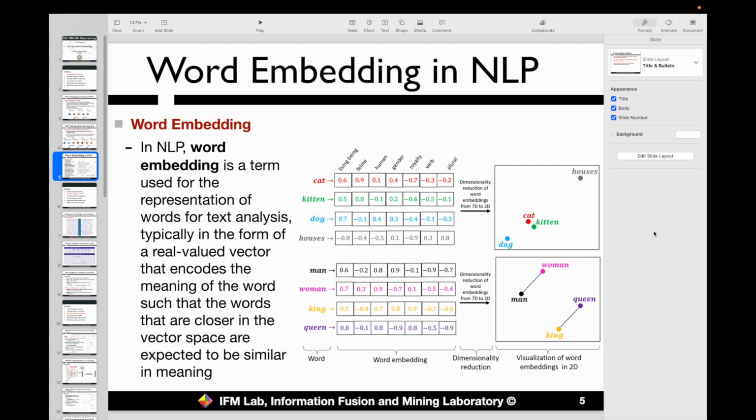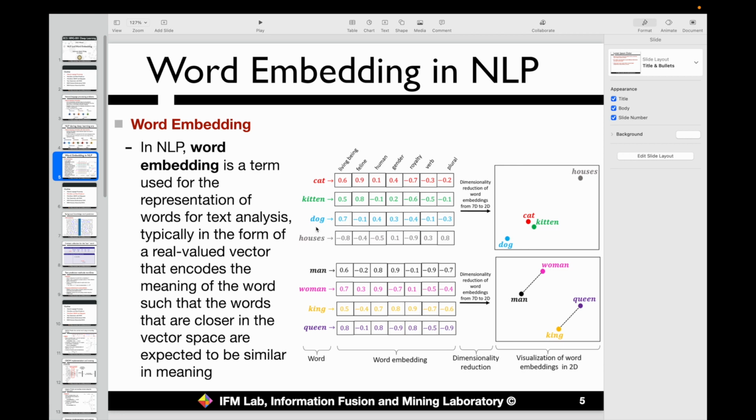Similarly, here in natural language processing, word embedding is the term used for the representation of words for text analysis, typically in the form of real-valued vectors that encode the meaning of the word, such that words that are closer in the vector space are also expected to be similar in meaning. So we want to compress the words we have into vectors. Like in this page, we show you some examples. We have cat, kitten, dog, horses, man, woman, king, queen.